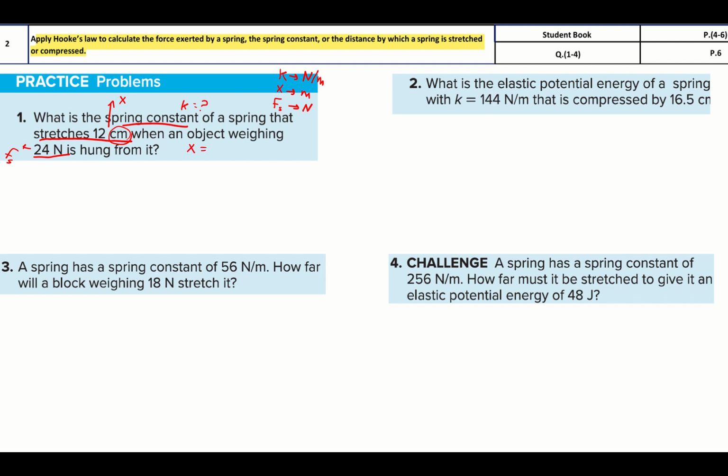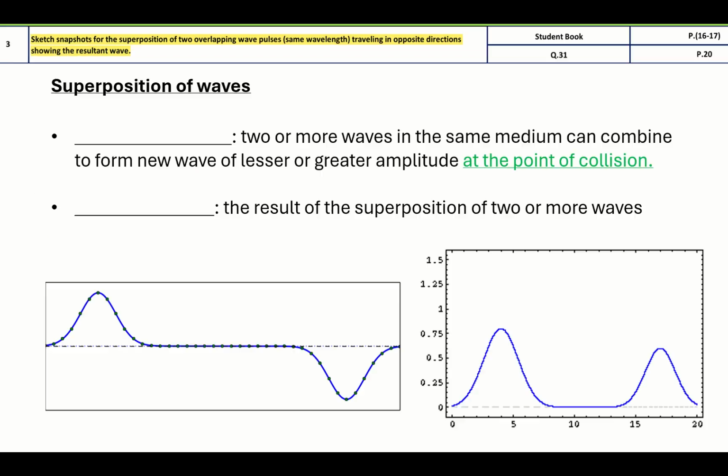So x is equal to 12 centimeters, divided over 100, that gives you 0.12 meters. And the force is 24 newtons. And the unknown is K. How much is the spring constant K? Using this equation, Fs equals Kx, substitute, so 24 equals K is the unknown and x is 0.12 meters. Now divide both sides over 0.12 or use the calculator shift solve to solve the question.